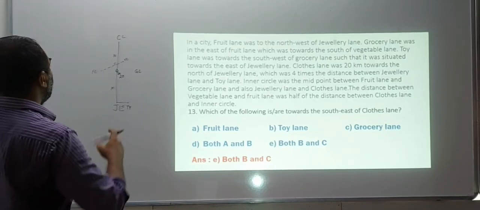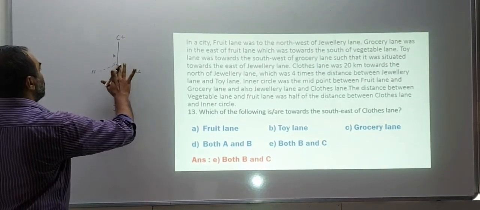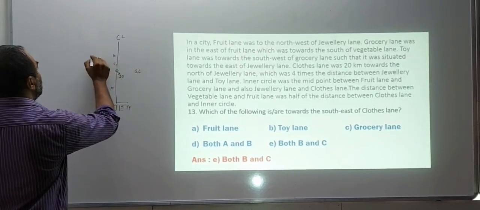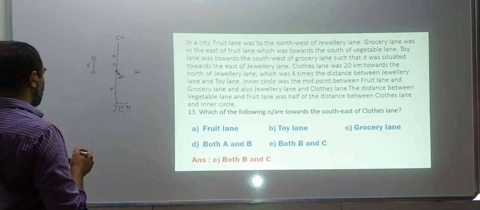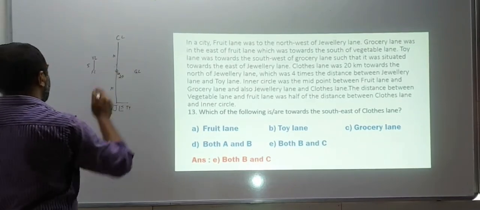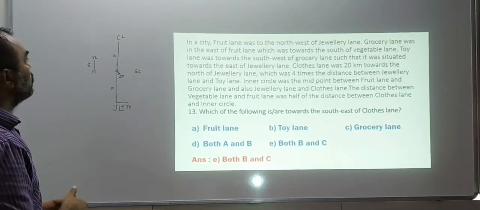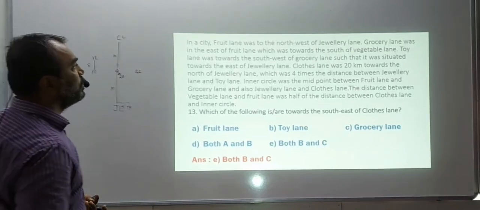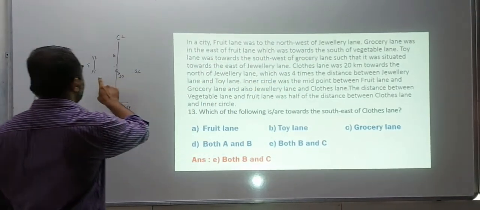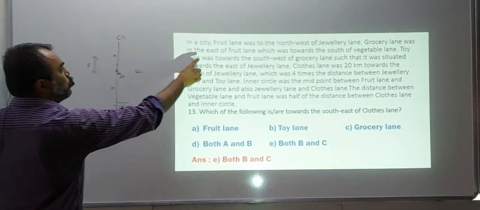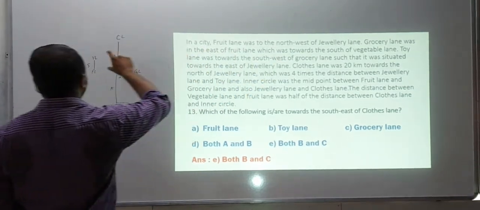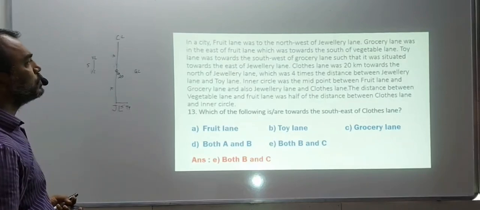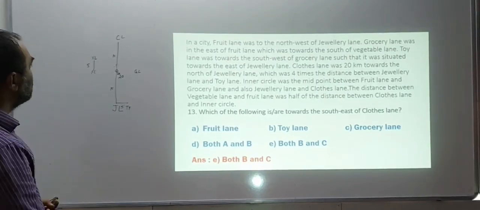Okay, so I get the idea. The vegetable lane should not come here. The vegetable lane should come here, and this should be 5 km. Is it right now? Are you following? So we have got a data slightly different. Grocery lane was to the east of fruit lane, which was, means the fruit lane was towards the south of vegetable lane. So now I think this data is the correct data.